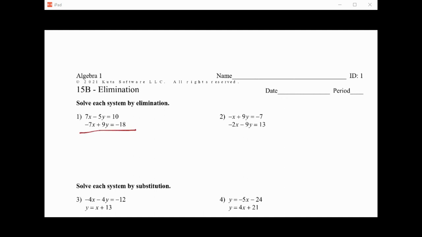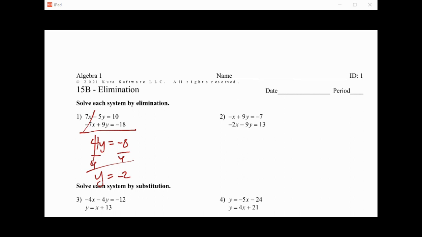The reason this works is that 7x and negative 7x are going to cancel out. So I end up with 4y equals negative 8. Then all I have to do is divide, and I know what y is. So y is negative 2. But I still have to find x, so you have to plug it in. Sometimes you get x and sometimes you get y doing this, so make sure you plug it into the right spot.